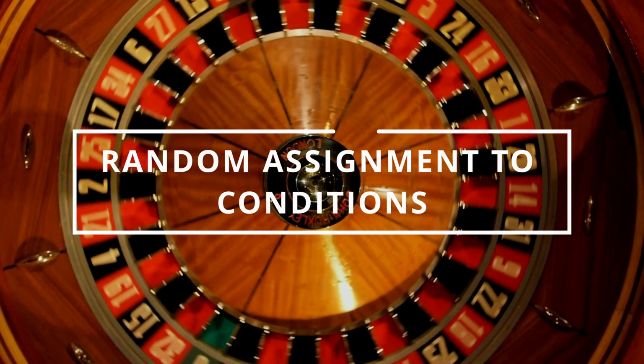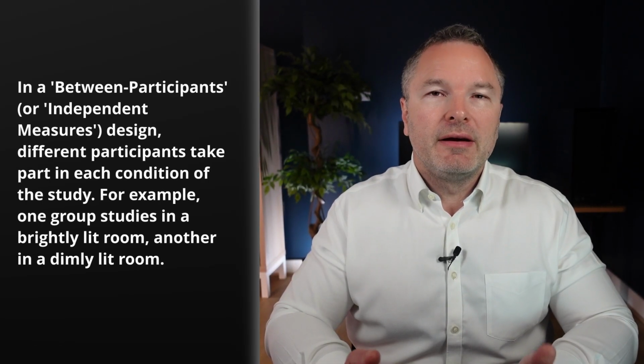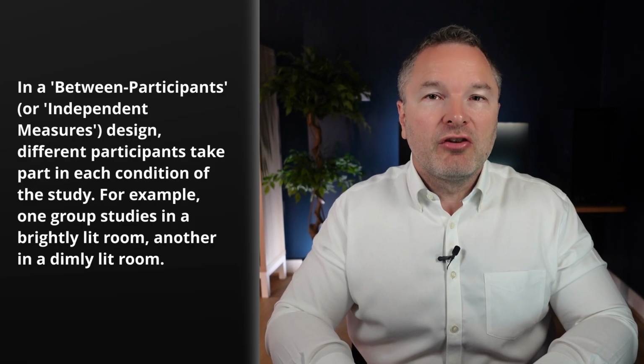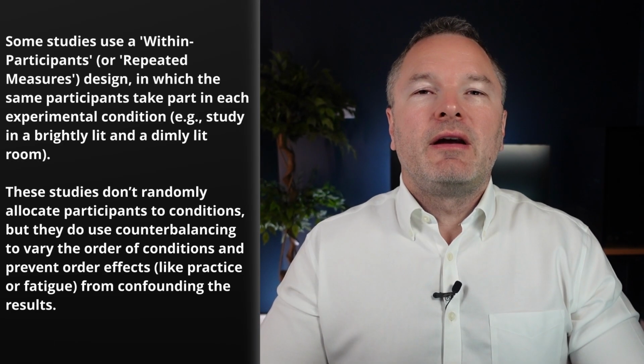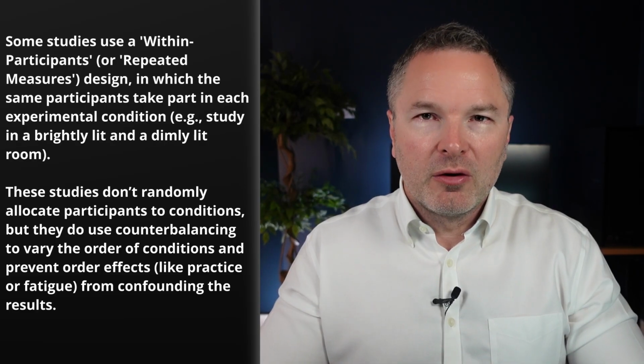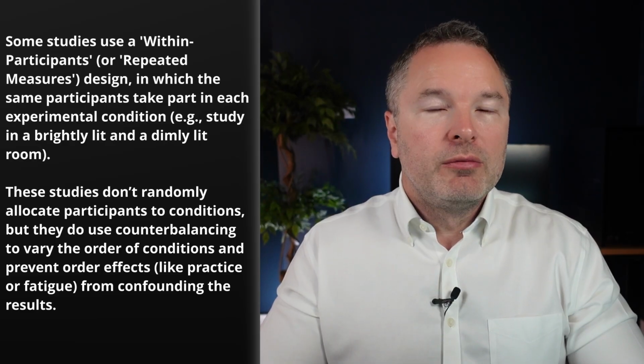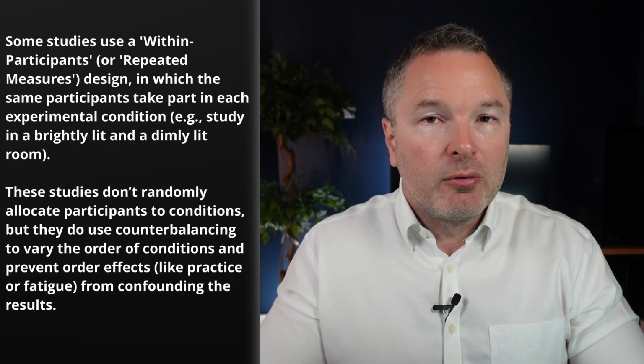First, there's random assignment to conditions, which applies when you're comparing different groups of participants. And it means that every participant has an equal chance of ending up in any group. This means that any individual differences in your participants that might affect your dependent variable are just as likely to occur in any of your experimental conditions. So their effects should cancel out rather than become confounding variables.